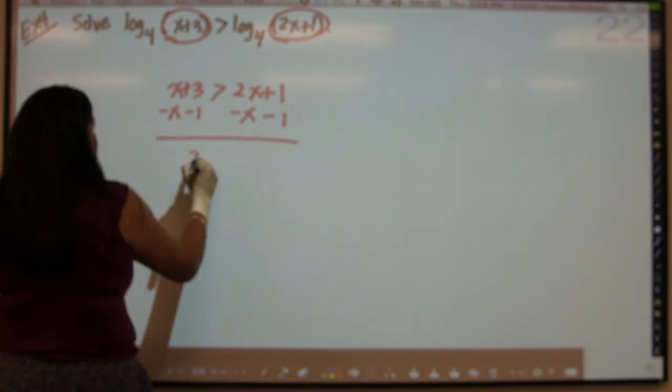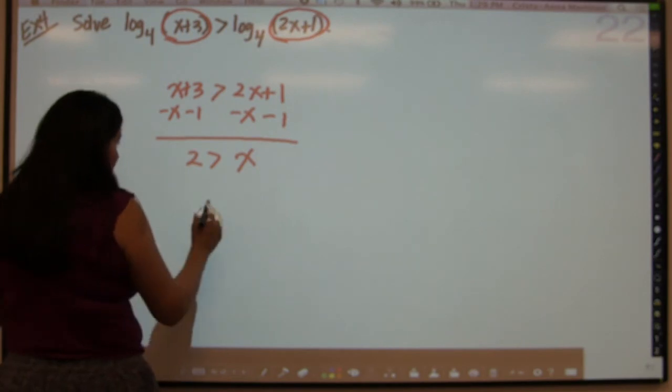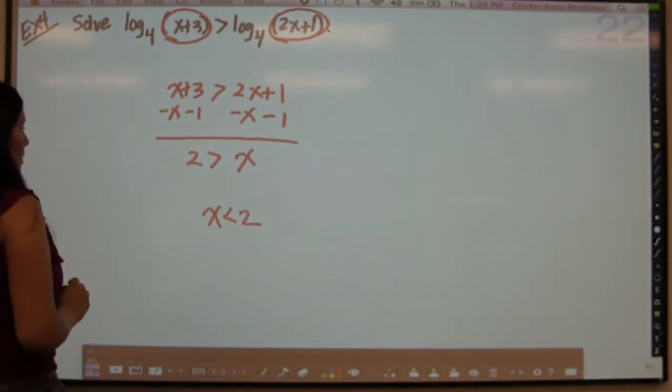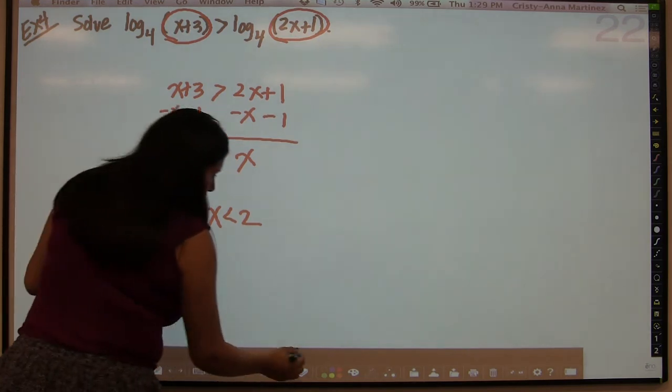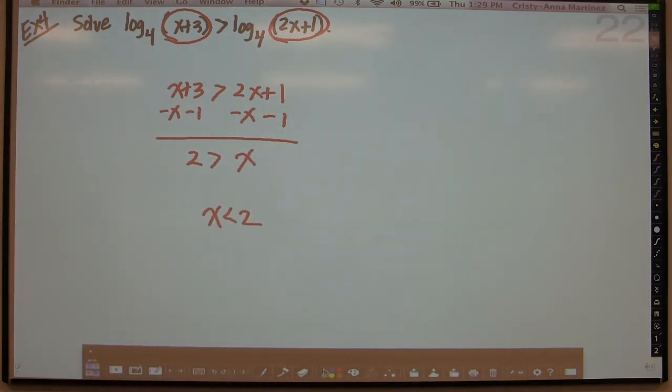So 3 minus 1 is 2, and 2 minus 1 is x. So I get 2 is greater than x, or the same thing as x is less than 2. So the other part of this situation here is that you're not done just yet. You might be thinking, oh, x is less than 2, yay.